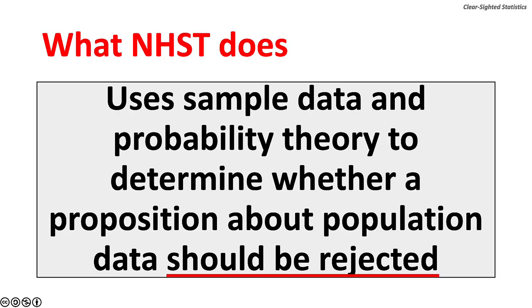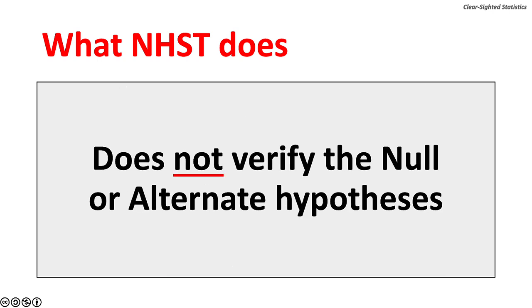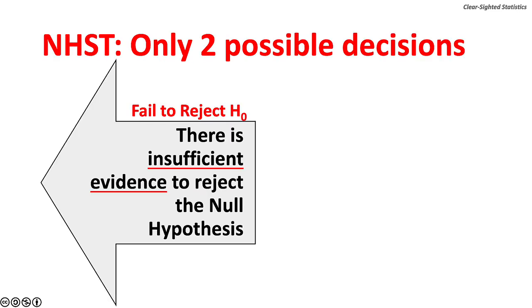What null hypothesis significance testing does: it uses sample data and probability theory to determine whether a proposition about population data should be rejected. It does not verify the null or alternate hypotheses. With null hypothesis significance tests, there are only 2 possible decisions. 1. Fail to reject the null hypothesis. This means that there is insufficient evidence to reject the null hypothesis. Please note, we should not say we accept the null hypothesis.